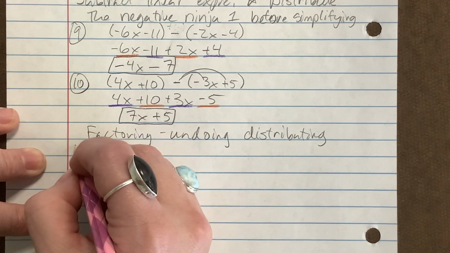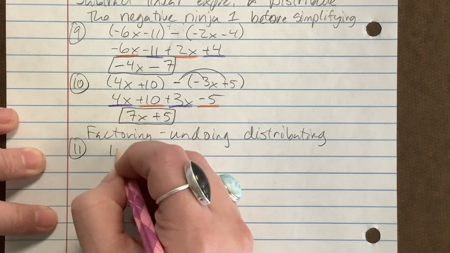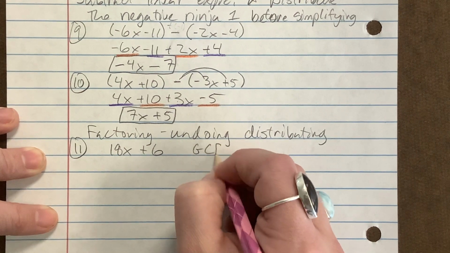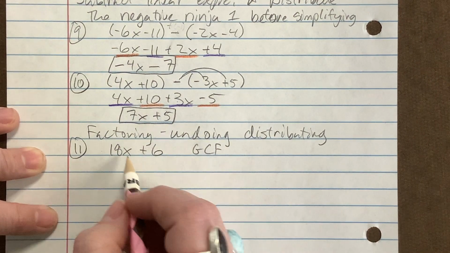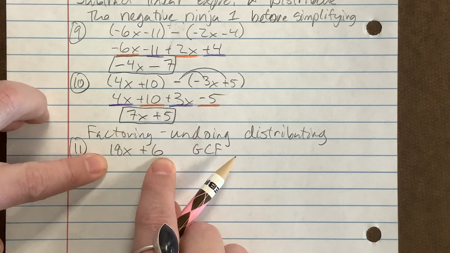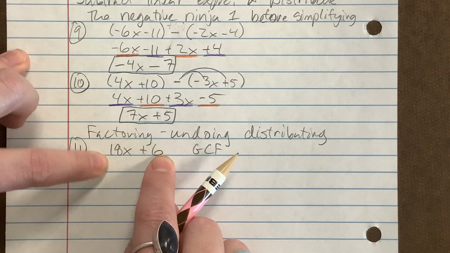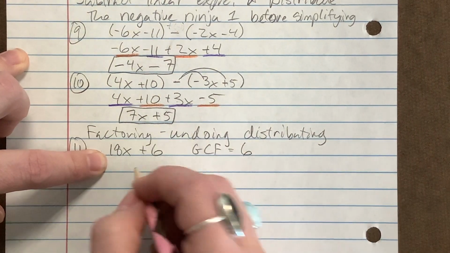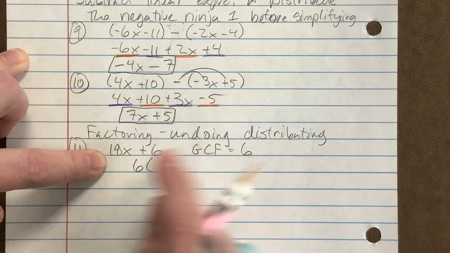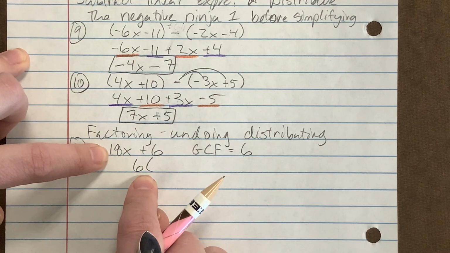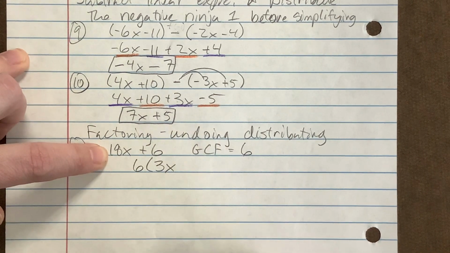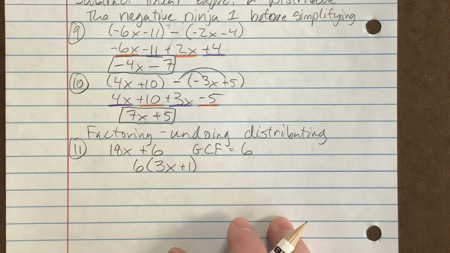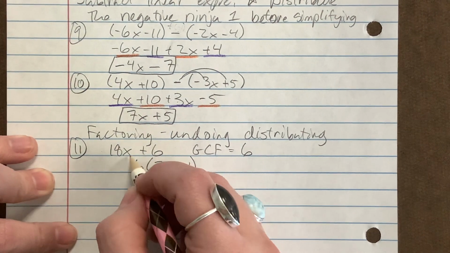All right, so let's start with an easier one. 18x plus 6. First, we want to find our greatest common factor. Greatest common factor is, at first I was thinking 3, but guess what? 6 actually goes into 18. So the greatest common factor is actually going to be 6. So I put 6 on the outside of the parentheses, and then we do 18 divided by 6 is 3, with an x next to it still. 6 divided by 6 is 1. Okay, so that's factored.